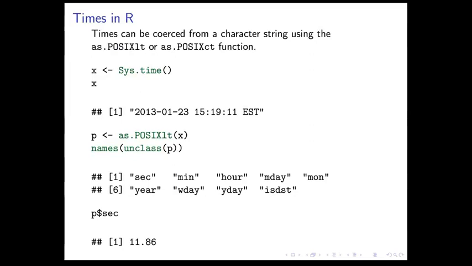The Sys.time function here just gives you the current time as it's known by the system, and you can see that it prints out in a year, month, day format, and then an hour, minute, second format, and then the time zone, which is Eastern Standard Time right now. You can convert this to a POSIXlt using as.POSIXlt. And POSIXlt, remember, underlying is a list. So you can look at the names of the elements in this list if you unclass it. You can see that there's an element called sec. That's the seconds, the minutes, the hours.